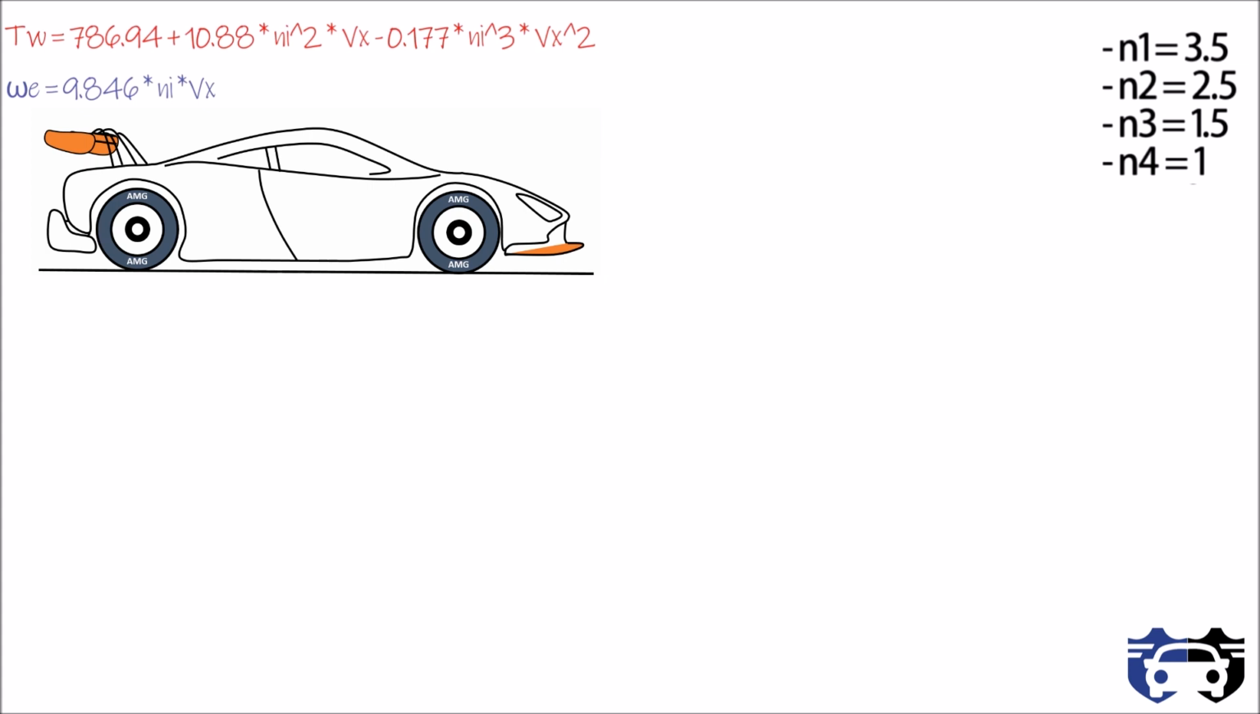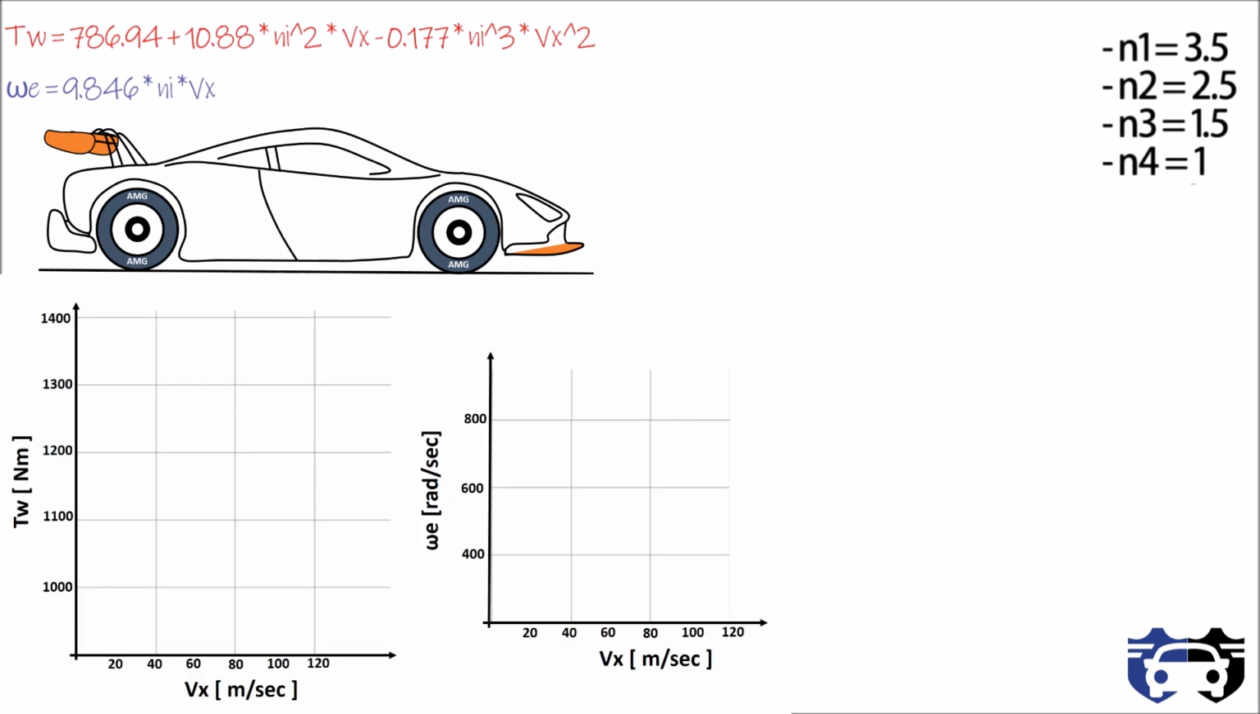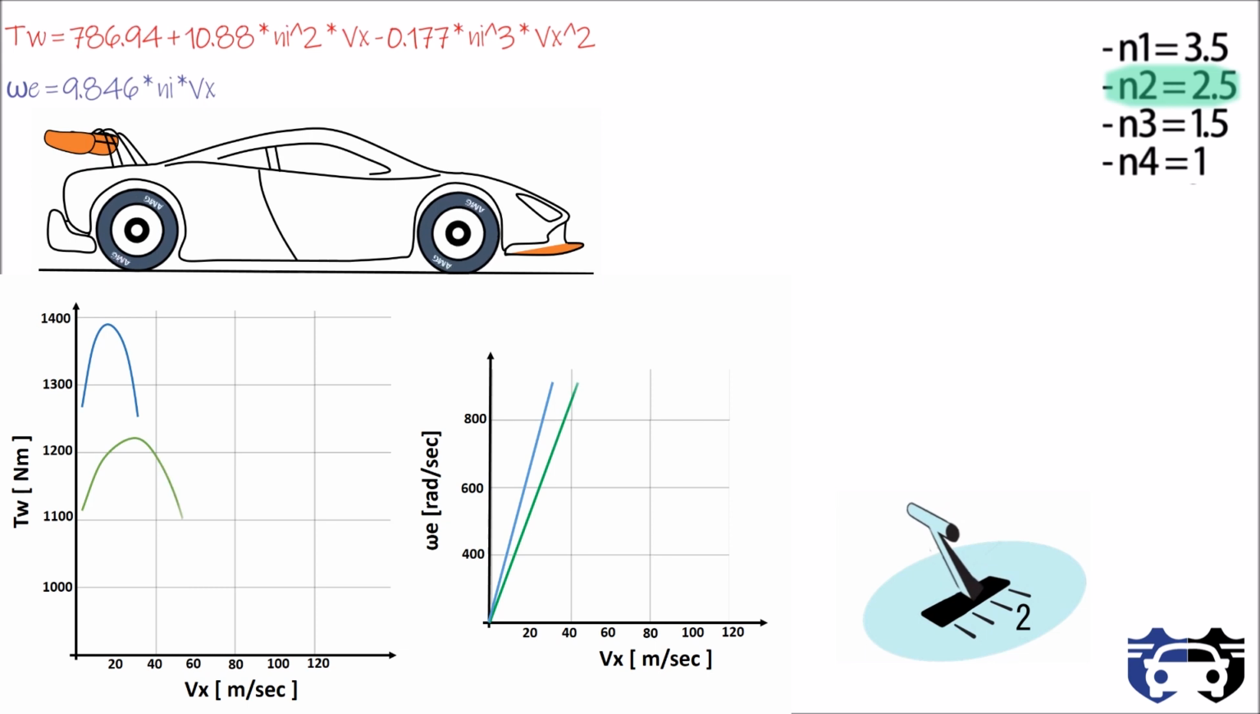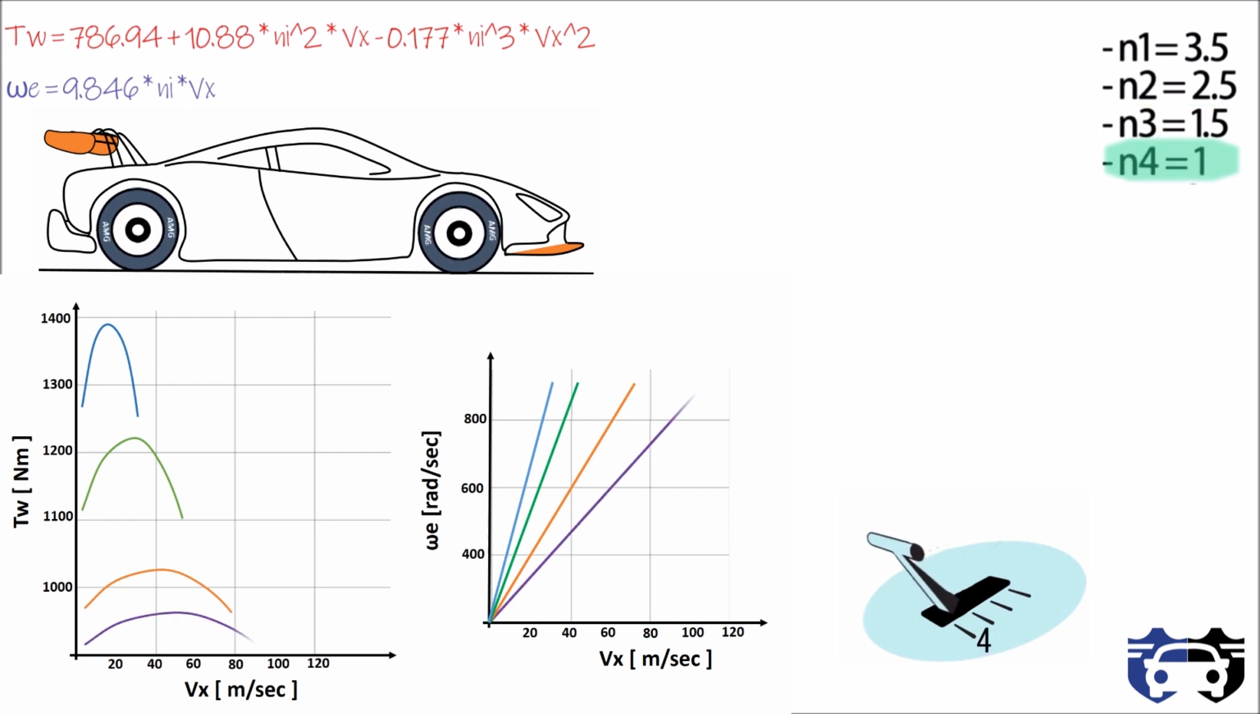Now let's shift some gear. Currently the car is at neutral position. The curves here are between torque versus velocity in meter per second and angular velocity versus velocity in meter per second at different gear ratios. On shifting to first gear, Ni equals N1 equals 3.5, we get the maximum torque at low speed. Then in second gear, we get less maximum torque at increased speed. Shifting from second gear to third gear, again the speed will increase, and on fourth gear, we will have maximum speed and lowest maximum torque.